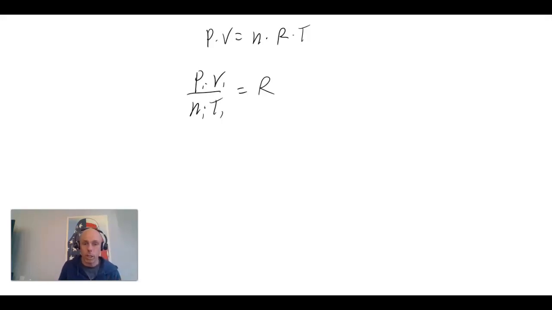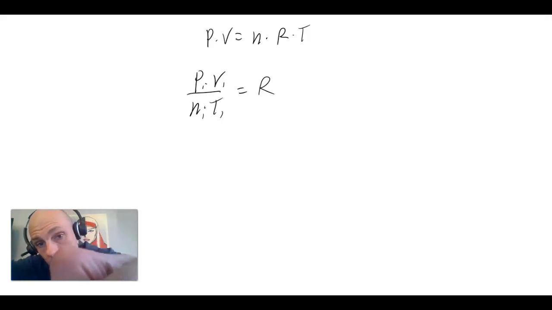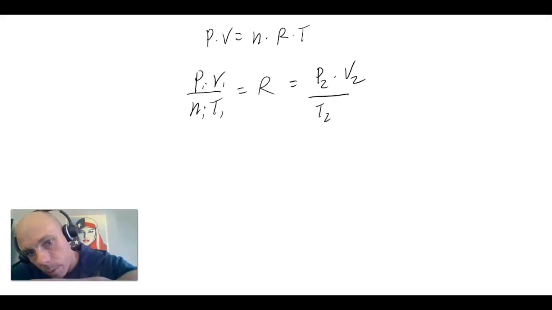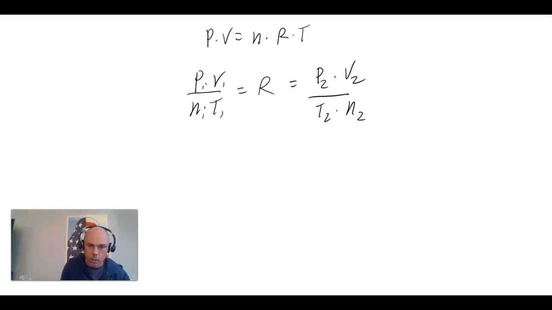The volume could change. Well, if the pressure times the volume over the moles times the temperature of a gas at any conditions equals R, then we could say that that same R is equal to the pressure under a new set of conditions times the volume under a new set of conditions over the temperature under a new set of conditions times the moles under a new set of conditions. I switched the order of N and T, but that doesn't matter.